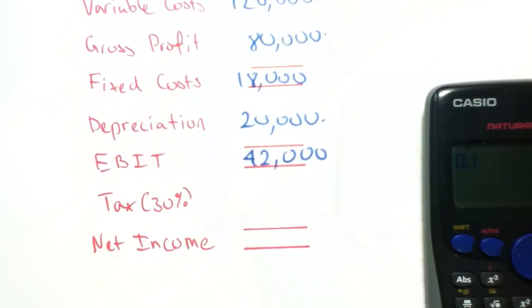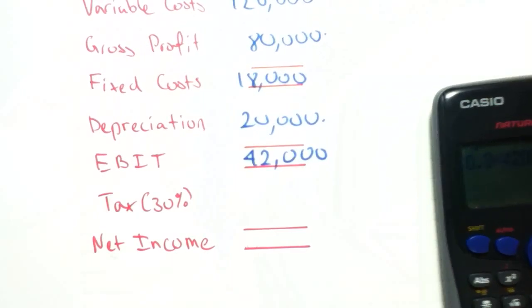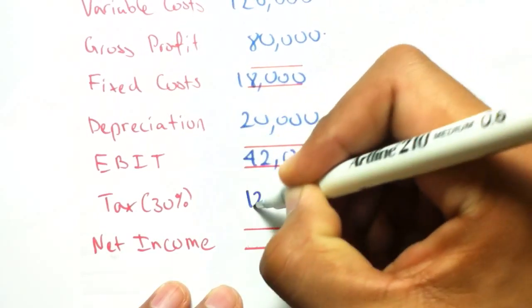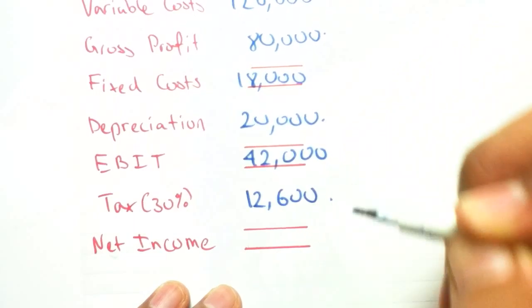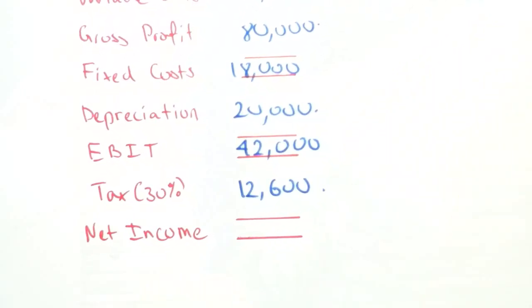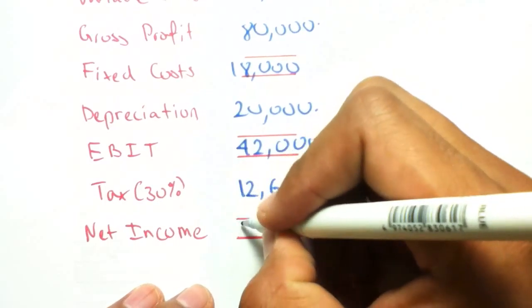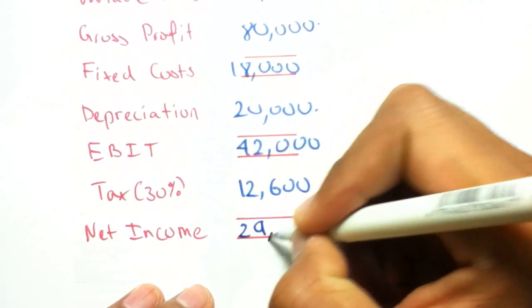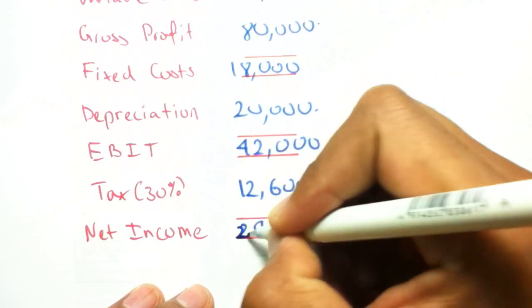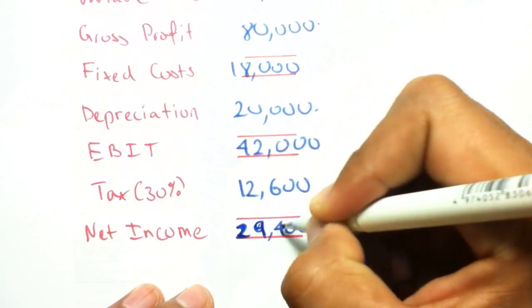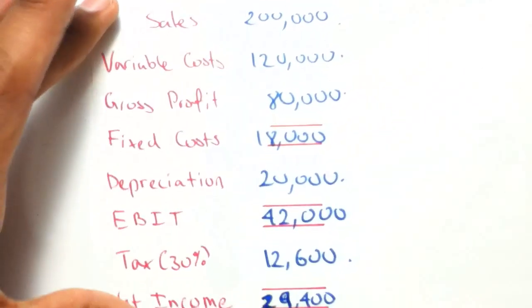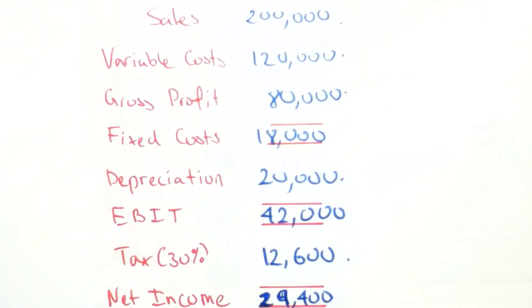Now we calculate the tax on our EBIT, because this is earnings before interest and tax. So to calculate tax, we just do 0.3 times 42,000, and that should be 12,600. And so our net income is going to be $29,400. Okay, and so this is a nice pro forma that we have, which describes the elements of our cash flow.